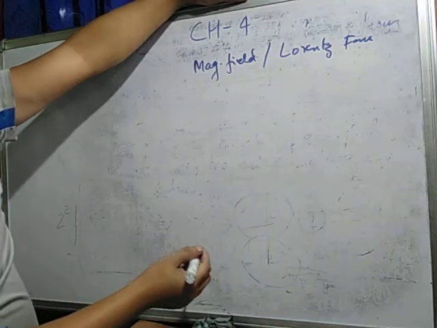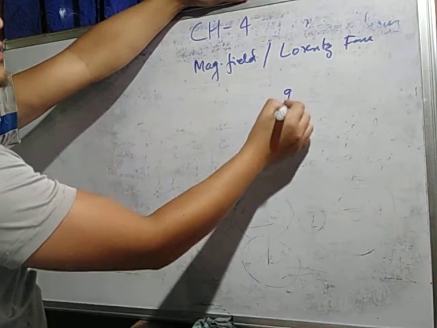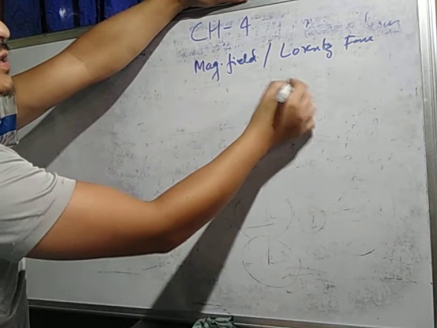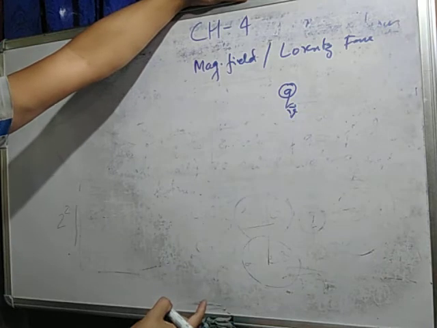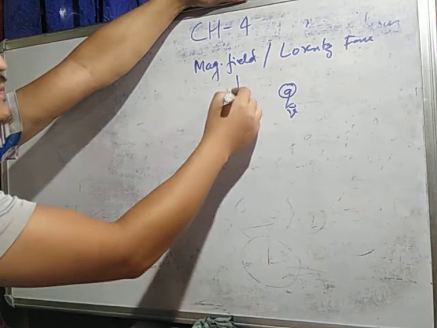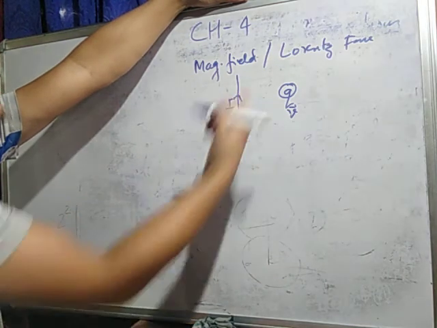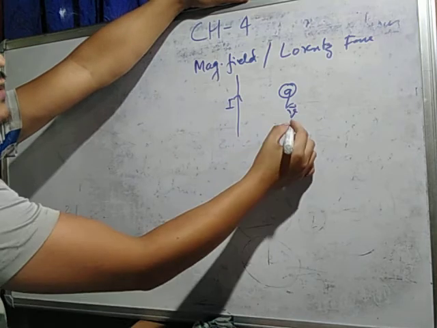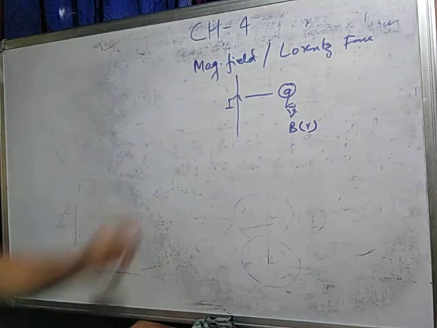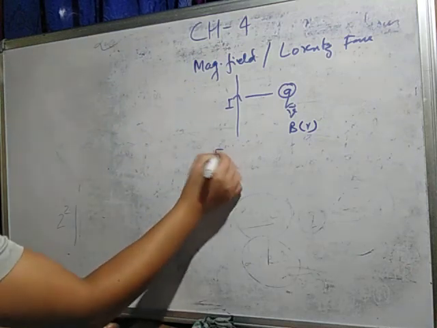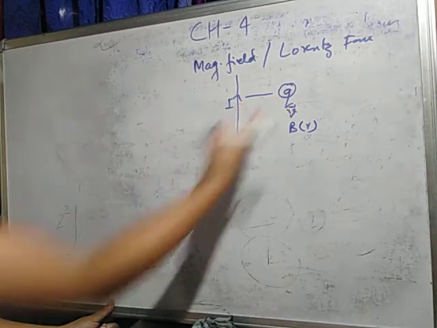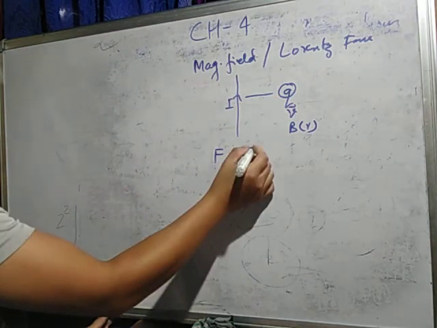See, if a charge Q is there, moving with velocity v with time t, and there is a magnetic field already, so magnetic field B of r. If you find the force, you'll get the force on this moving charge. So you'll get how much?